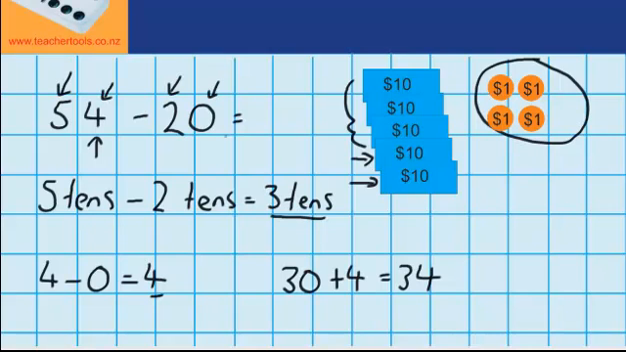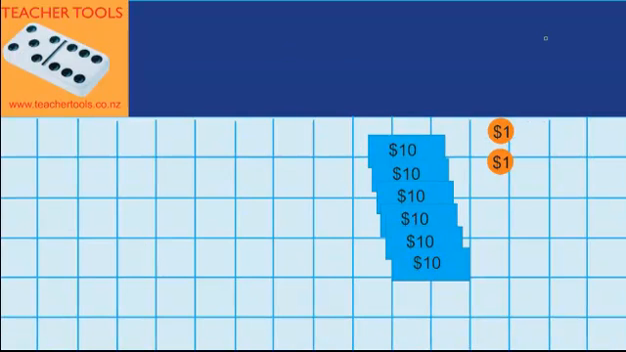Let's try another question. This time I've got 62, and I want to take away 30. So let's start by thinking about what 62 looks like. Well, you can see 62 has got 6 tens, and you can see those tens over here, and it's got 2 ones, and you can see those ones over here. And we have to take away 30, and 30 is made up of 3 tens and no ones.